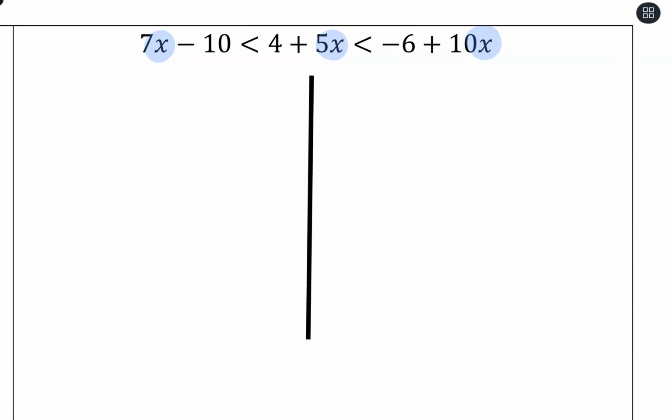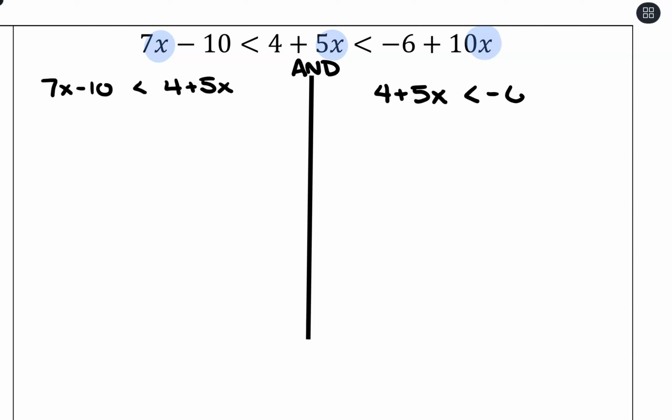We have that 7x minus 10 is less than 4 plus 5x, and negative 4 plus 5x is less than negative 6 plus 10x. So what we're going to do is solve these separately, and then we'll combine our results together. But the connection between them is the word and, where they both have to be true.